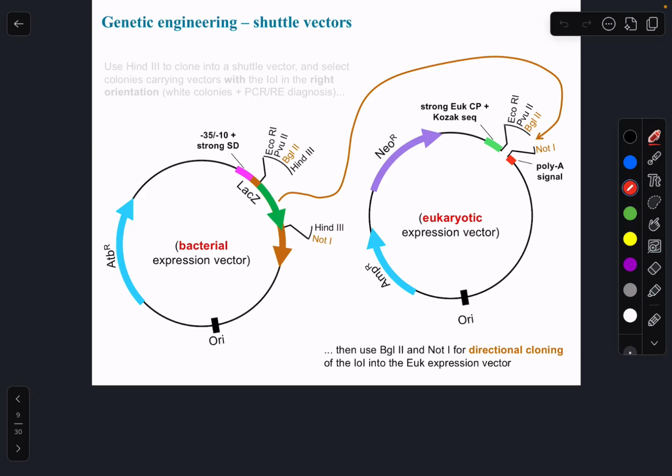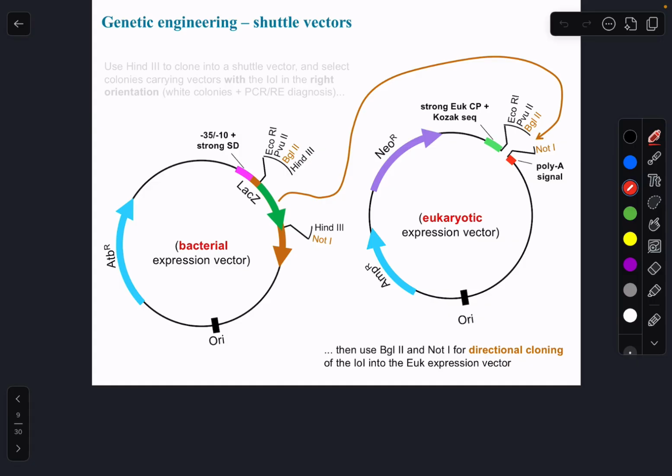So the reason we sometimes use these shuttle vectors, which are simply bacterial vectors that we don't ever use to express our sequence of interest in bacteria, we just use them out of convenience, because it's so much easier to determine if everything is right in bacteria. And then with a simple restriction digest with two enzymes, you can move it into a eukaryotic expression vector directionally. And one of the reasons we do that is sometimes these eukaryotic expression vectors have multiple cloning sites that are a little more limited than those in bacteria.